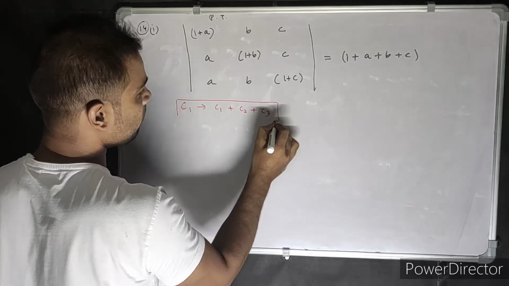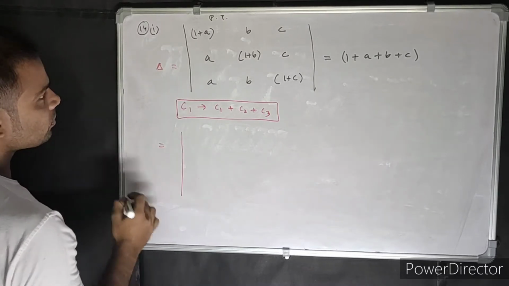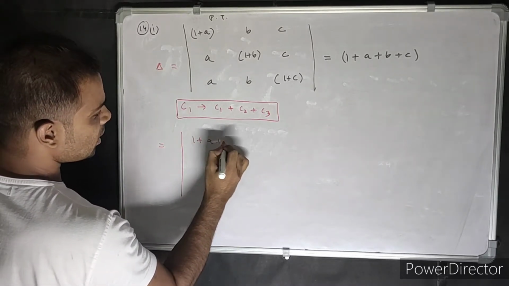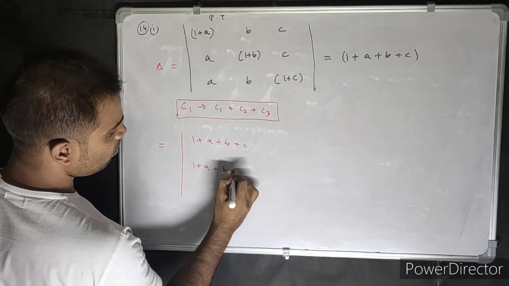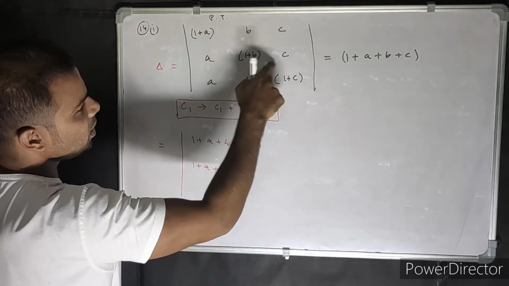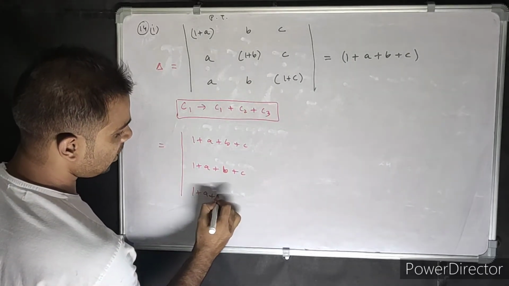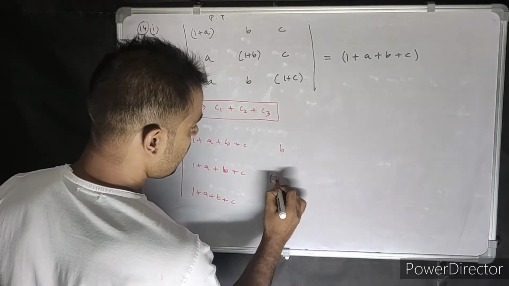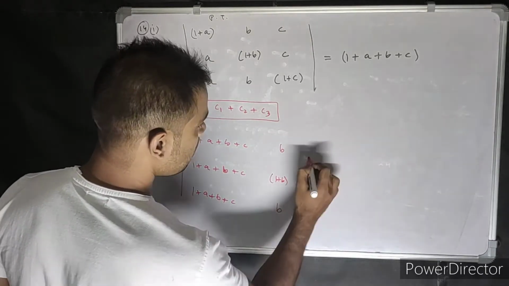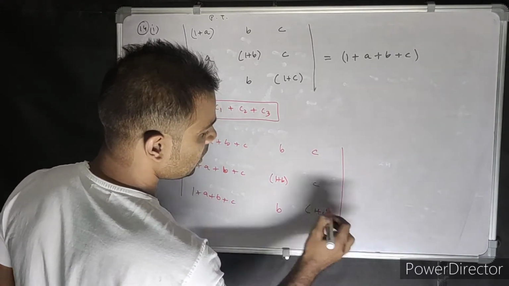When you perform this operation, what do you get? You get 1 plus a plus b plus c in every place in the first column. See, a, b and c and 1 is here, a, b, c and 1 is there. Then the rest is all copied: b, 1 plus b, b, c and 1 plus c.